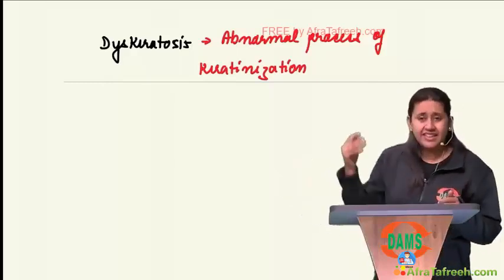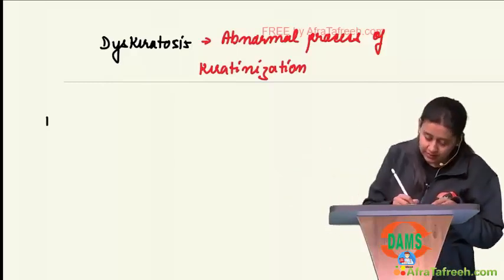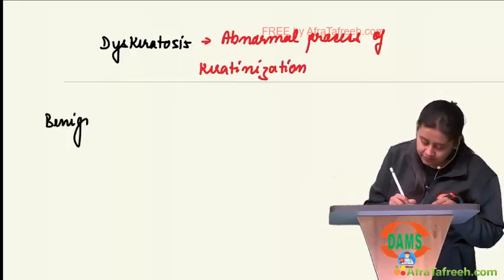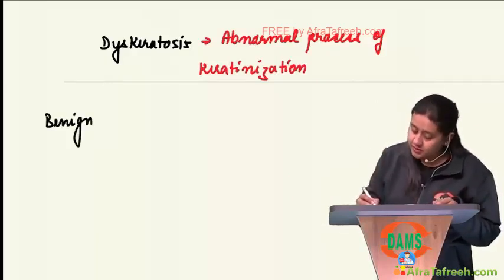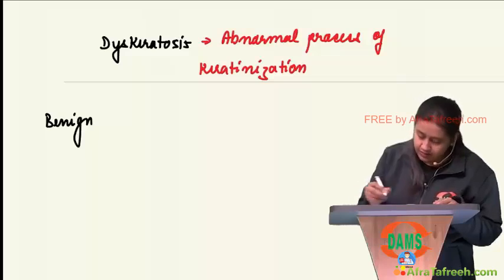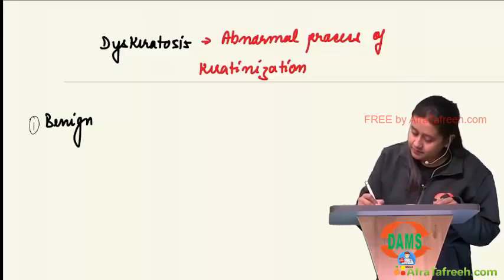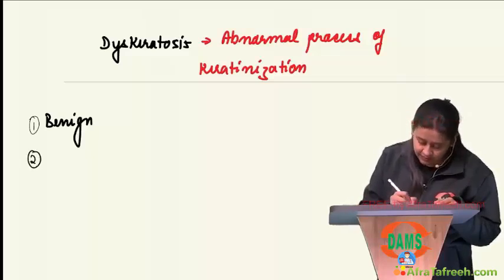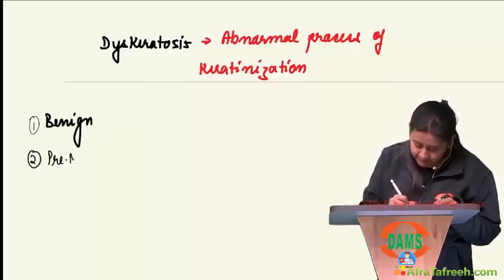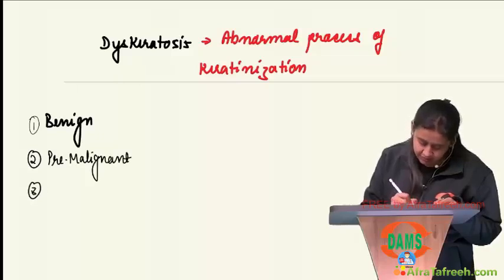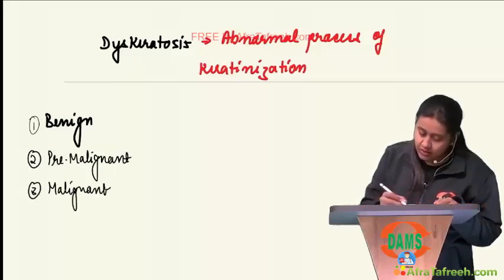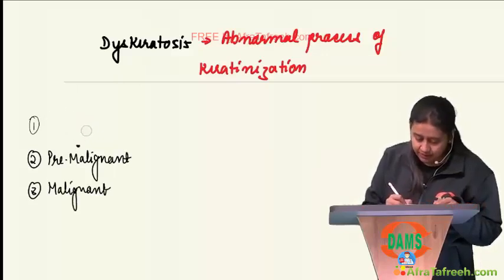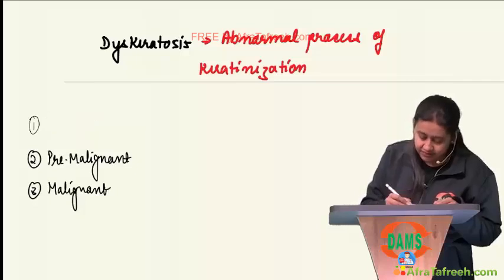So we have divided them into three groups: first is benign, second is pre-malignant, and third is malignant. So what are the three conditions? They are benign, pre-malignant and malignant conditions.